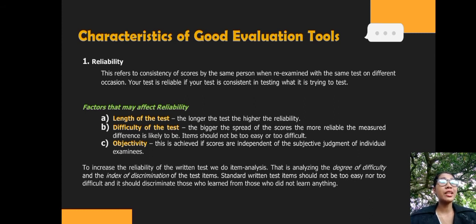Then, to increase the reliability of the written test, we do the item analysis, analyzing the degree of difficulty and the index of discrimination of the test items. Standard written test items should not be too easy nor too difficult. It should discriminate those who learned from those who did not learn anything. By taking this test, dito mo makacategorize ang mga trainees kung sino talaga yung may na-learn at sa mga may kulang pa, may dapat padagdagan ang kaalaman about the training.